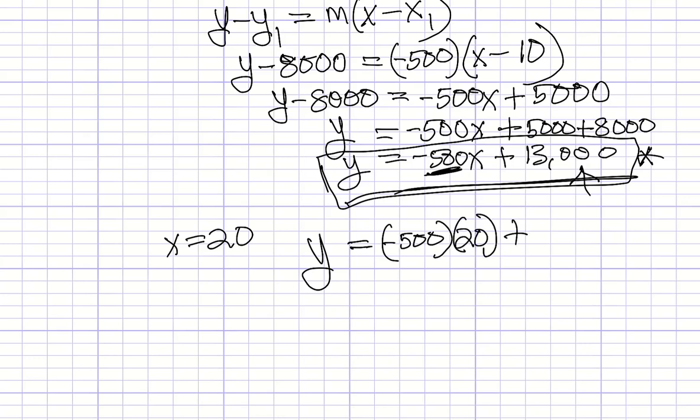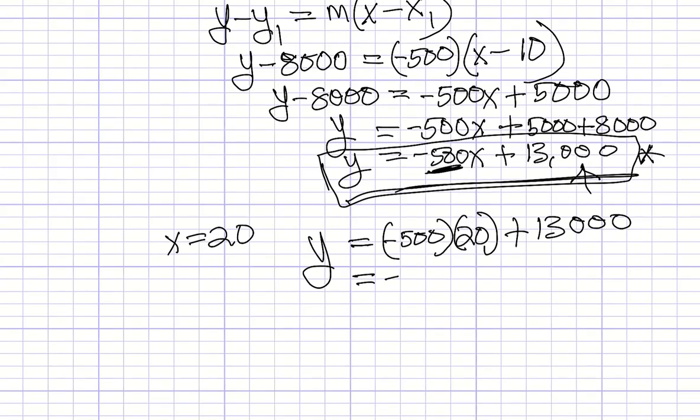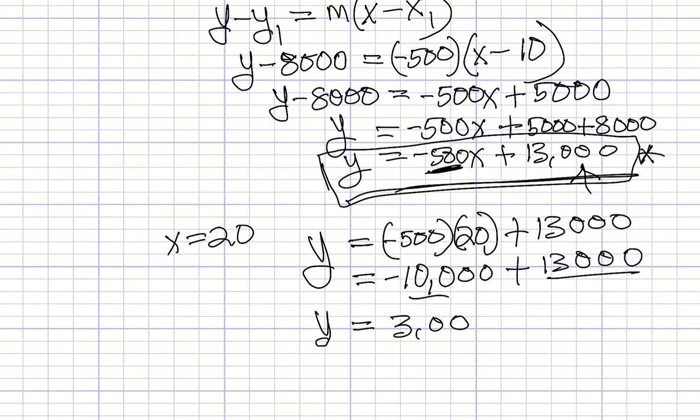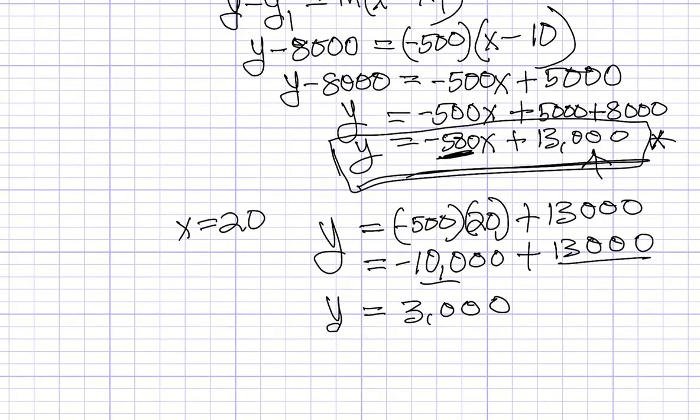Negative 500 times 20 plus 13,000. Okay, so we'll simplify that. What do we get? Make sure you understand what is happening. What that comes to is minus 10,000 plus 13,000. You take 13,000 and subtract 10,000. What do you get? You get y is equal to basically 3,000. That's the number of tickets she will sell. If the price is $20, she will sell 3,000 tickets.